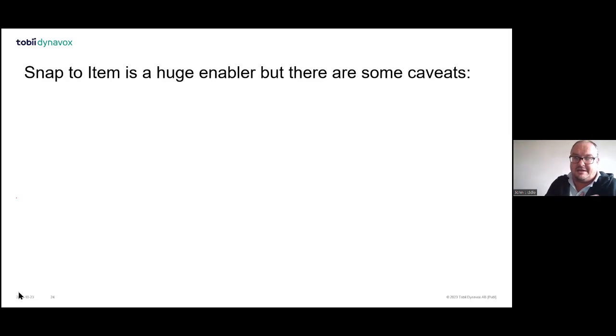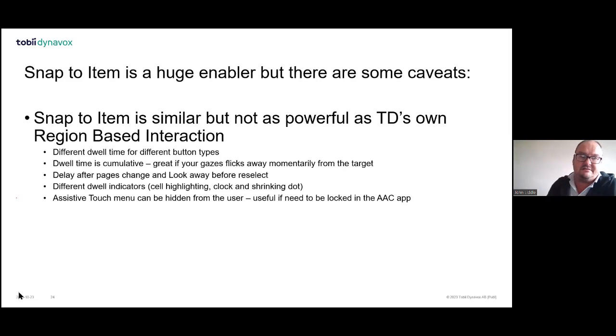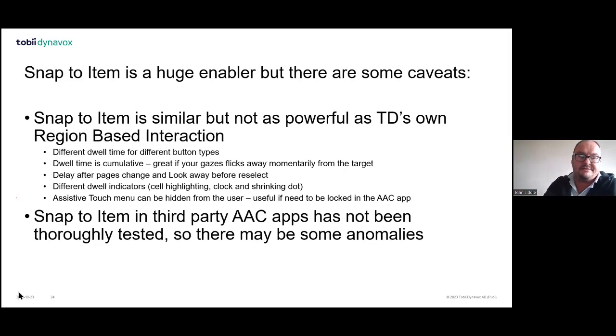And I can't say how enthusiastic I am about it, but there are some caveats. The first one is what we've just talked about. Snap to Item is similar, but not as powerful as TD's own region-based interaction, for those reasons we were just talking about. The other thing to be aware of: Snap to Item in third-party AAC apps has not been thoroughly tested, so there may be some anomalies.